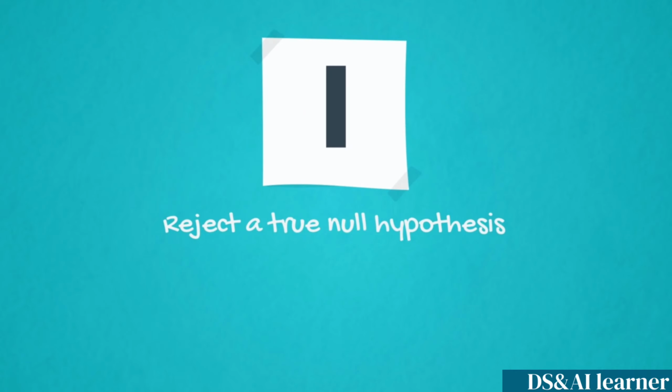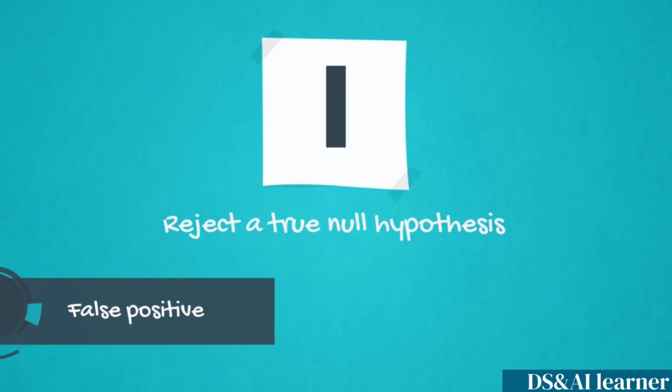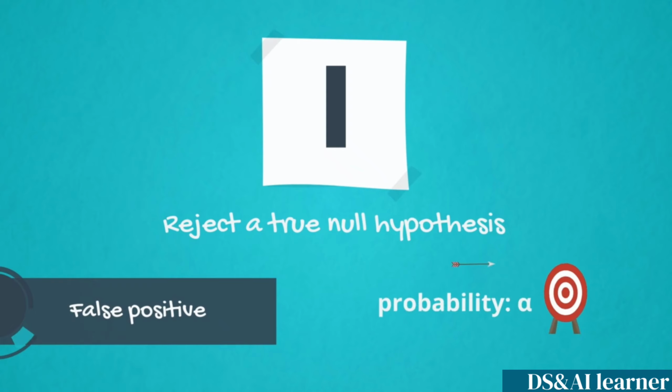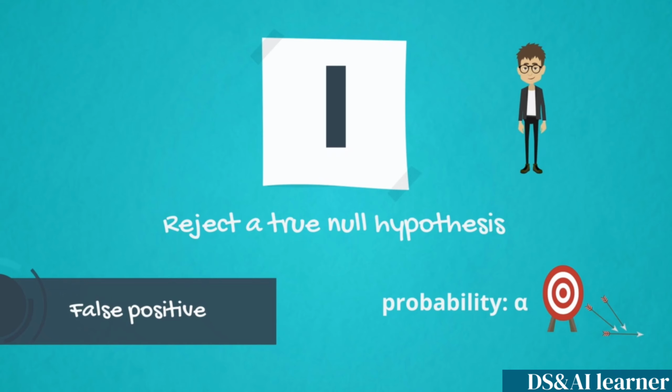Type 1 error is when you reject a true null hypothesis. It is also called a false positive. The probability of making this error is alpha, the level of significance. Since you, the researcher, choose the alpha, the responsibility for making this error lies solely on you.